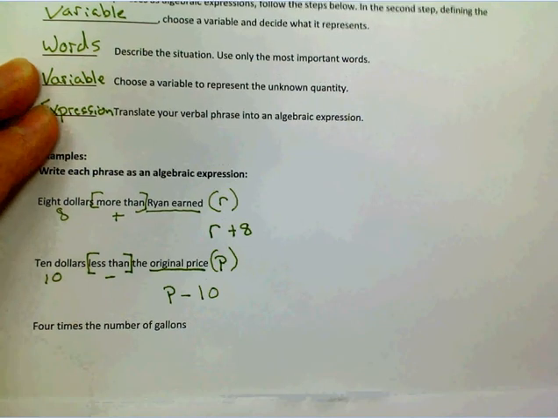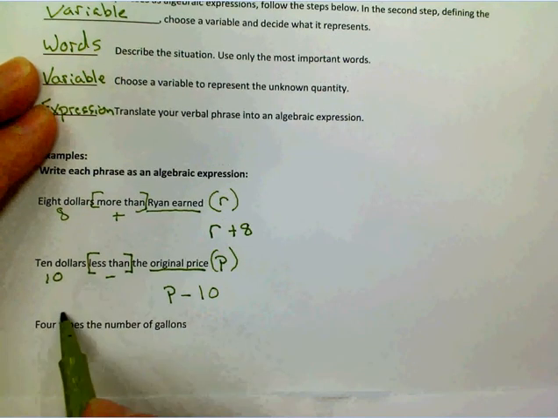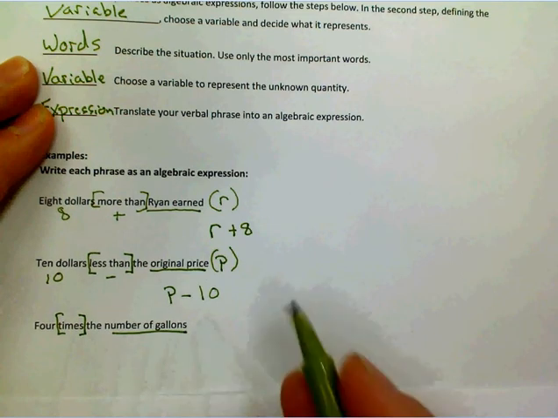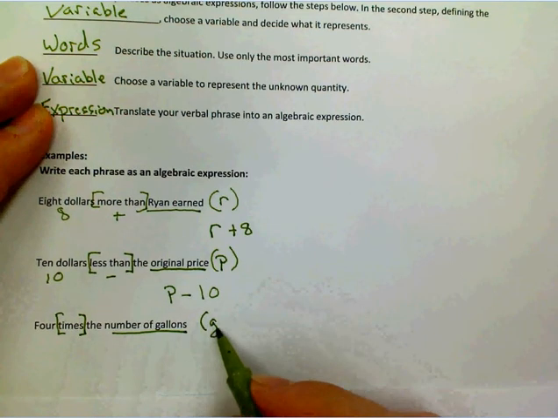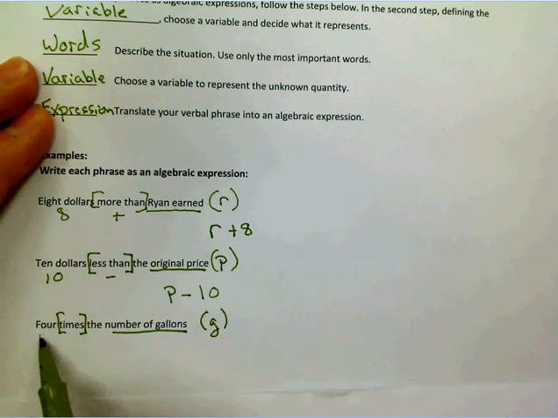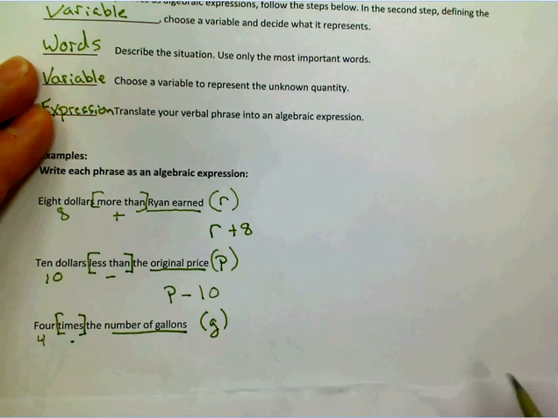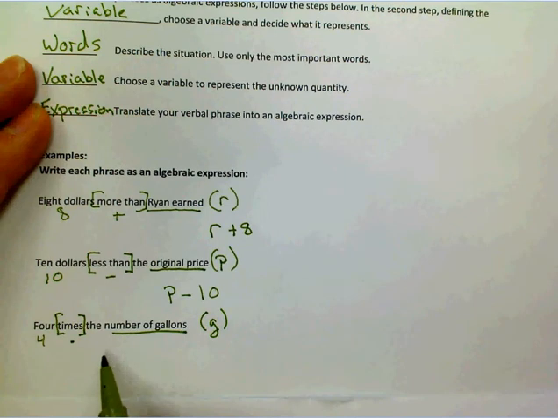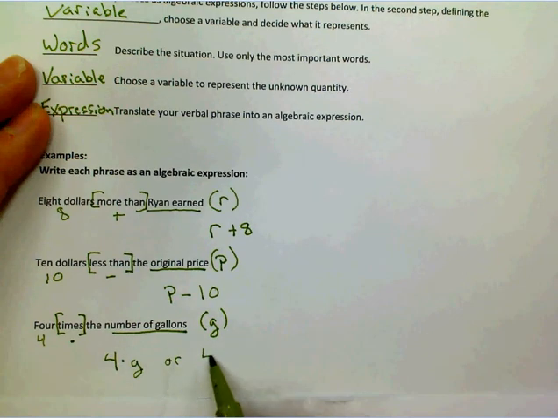This one, I have 4 times the number of gallons. I don't know how many gallons I have. I'm going to assign that G. And I know that it's 4, so it's 4 times G. Now you can write that in different ways. You can write it as 4 times G or just straight 4G.